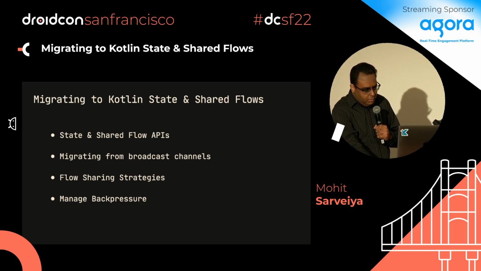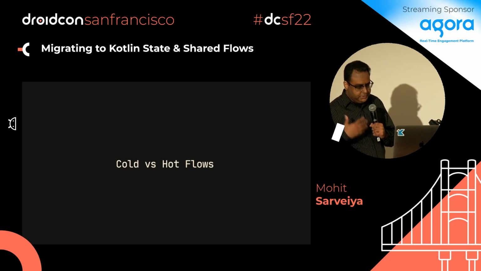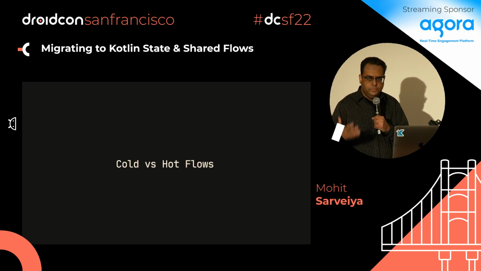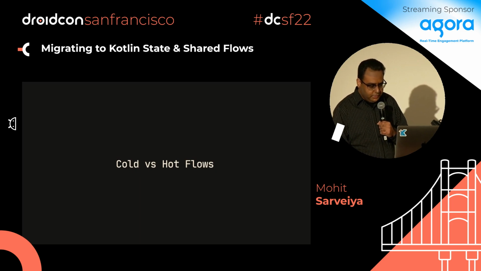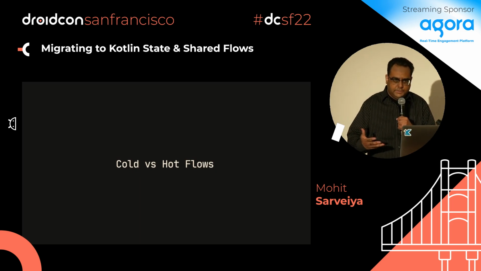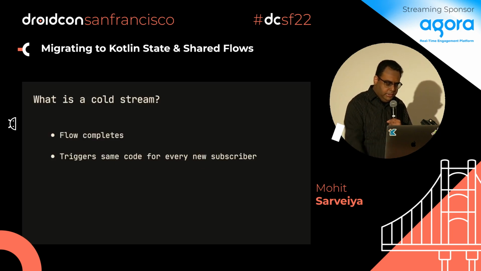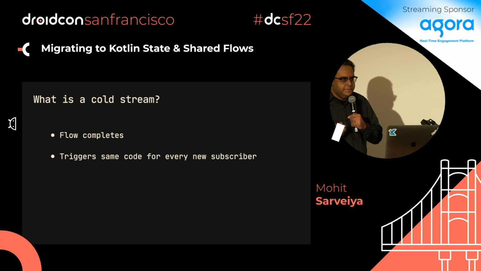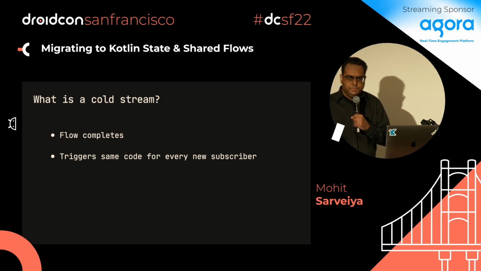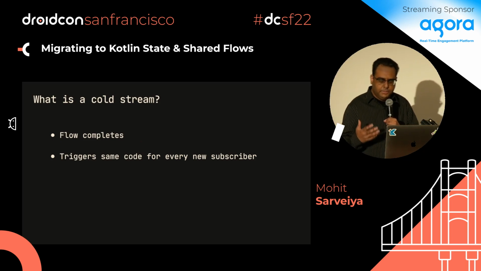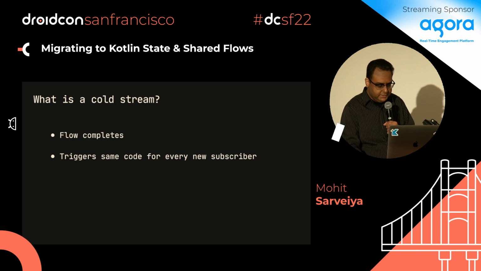The most important thing to understand first is the difference between a cold flow and a hot flow. This is something that stumps many people when they start to utilize flows. A cold flow is a type of flow that always completes. Whenever you subscribe to it, it goes through all the operations, how you have set it up, and it will always complete, and it will always give you a consistent answer.